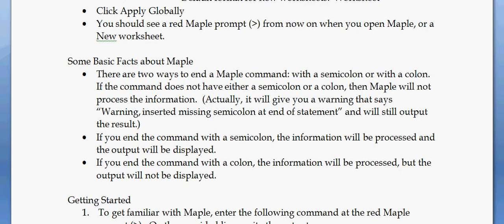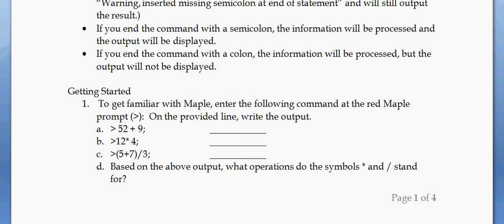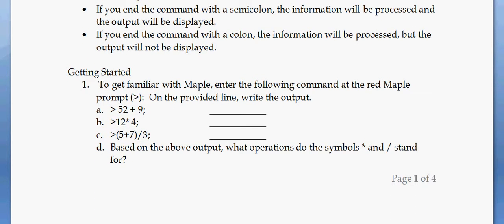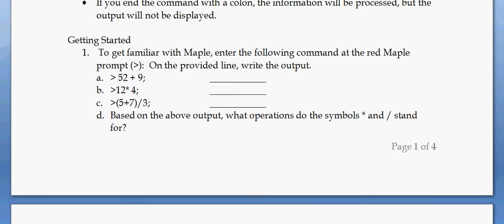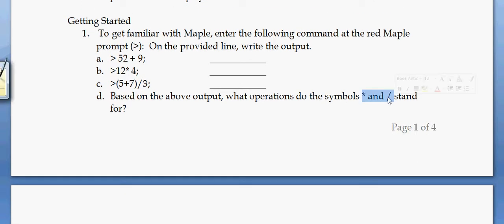So some facts about Maple that you should read about here. Hopefully you did, about the difference between a colon and a semicolon, and how information is processed. And then the rest of this lab is really just playing around with some of Maple's tools. So I wanted you to realize that Maple obviously does simple things like what a calculator would do. It adds and multiplies, and it knows order of operations. That's what you're supposed to have gotten from number 1, so that you understand that this is multiplication and division. That's what these symbols are for, right? Multiplication and division.